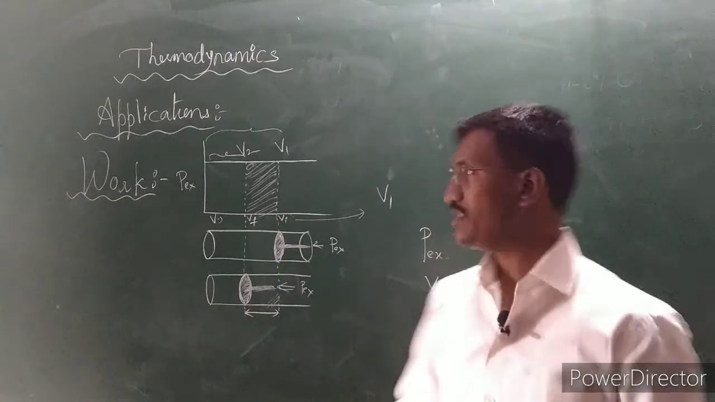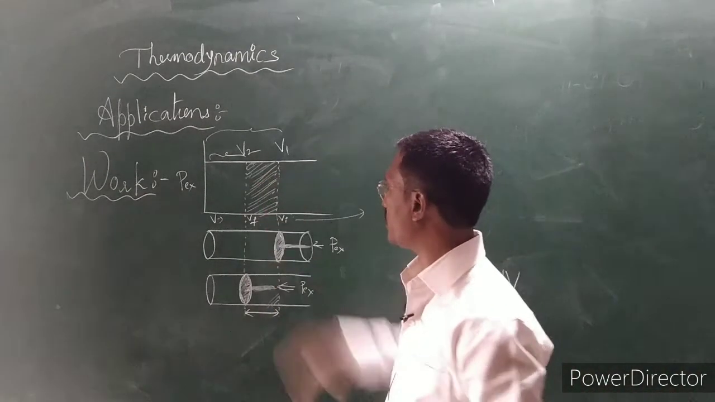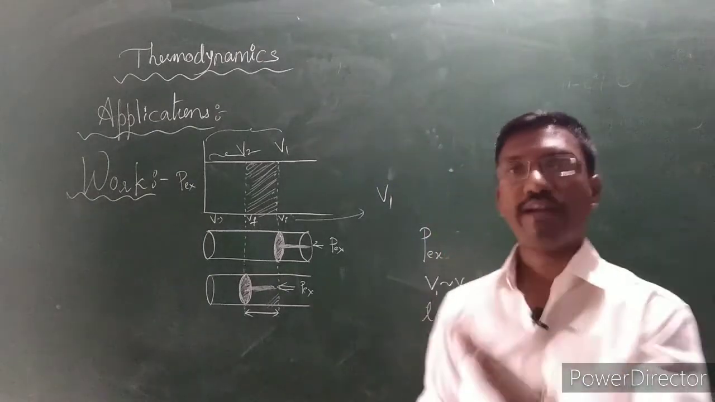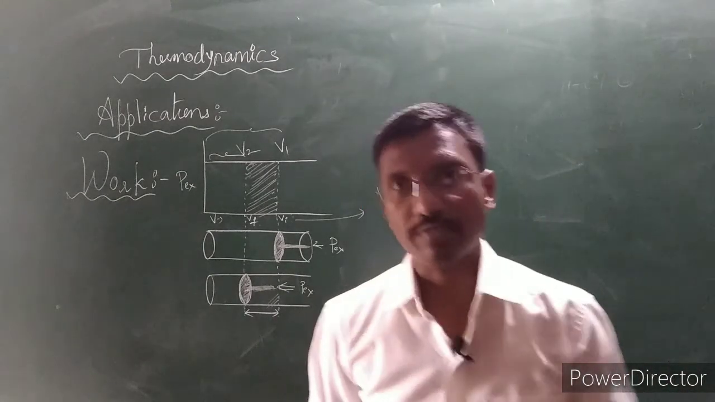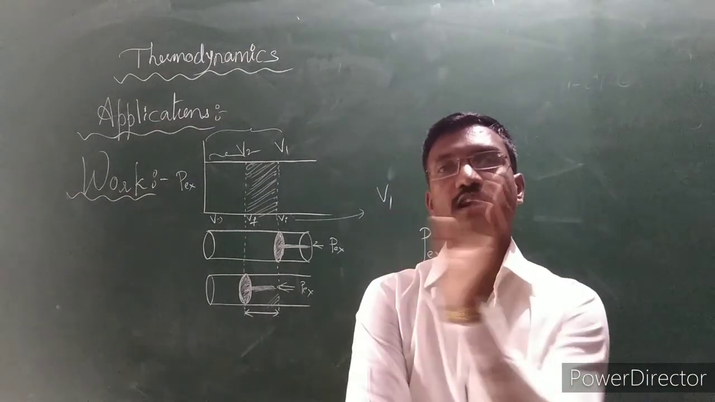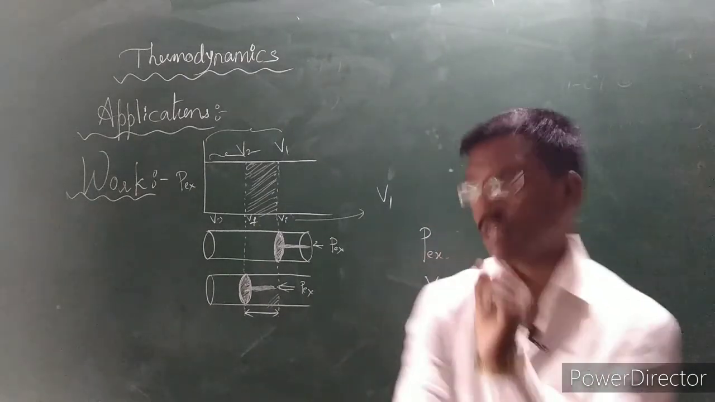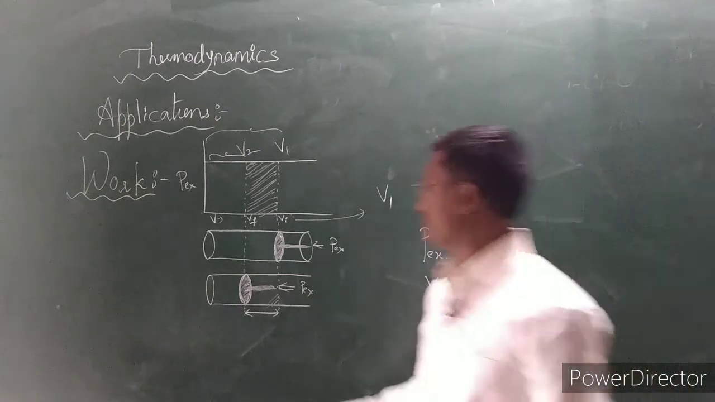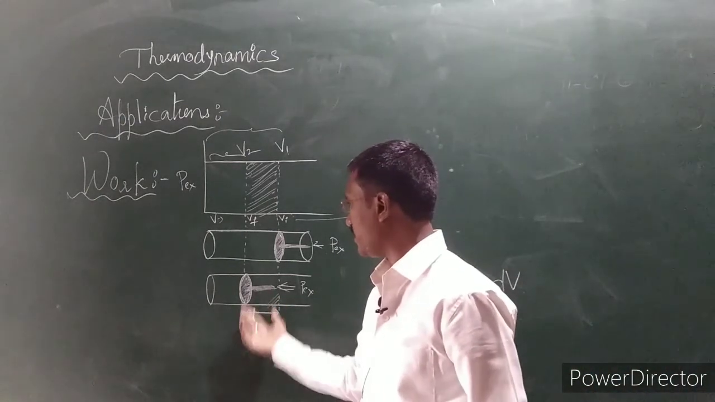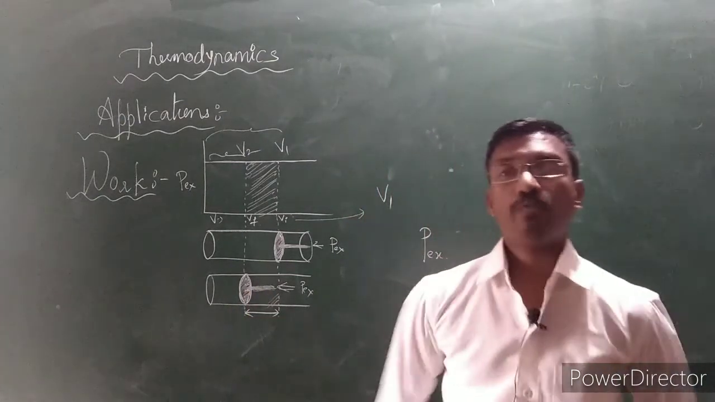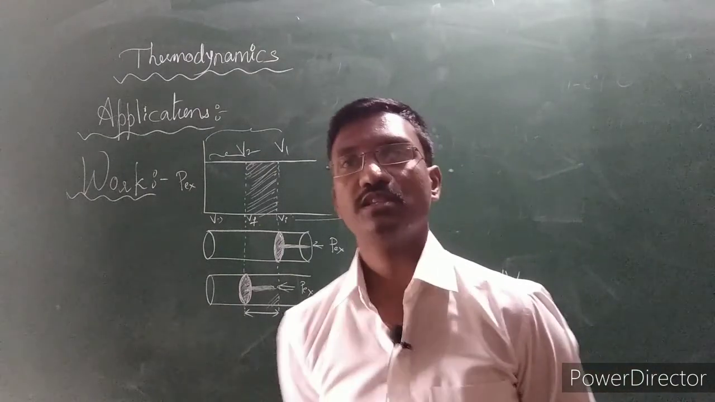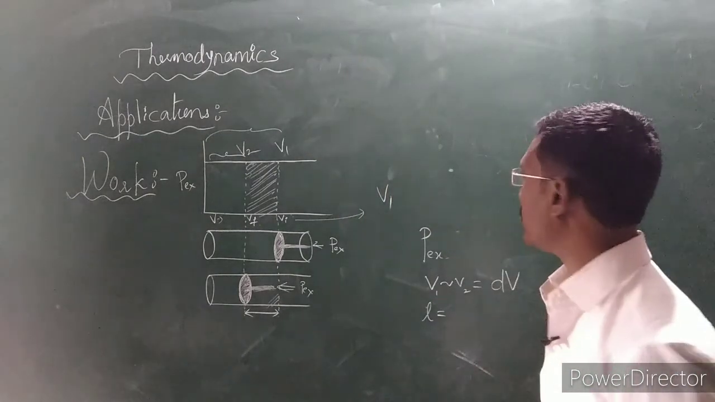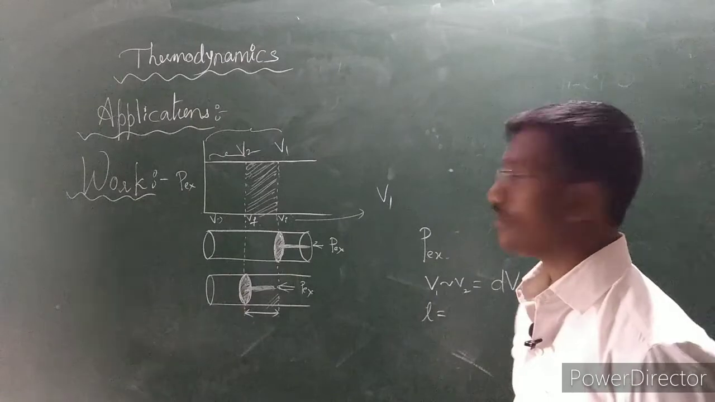How much the volume has changed, we can calculate by the difference V2 minus V1, meaning final volume minus initial volume. That difference is called dV. And we can also calculate the area from the length. So by using this criteria, we can calculate the work done on the system.